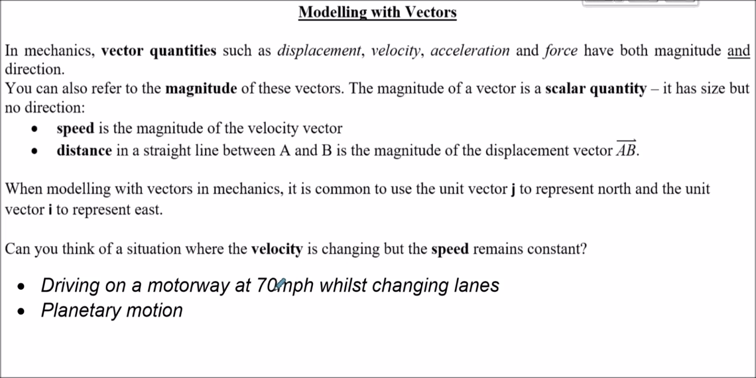So the speedometer, I think it's called the odometer, might maintain a constant reading of 70 despite the fact you're changing direction. Another one is planetary motion, for example the moon, or not the moon's a planet, it's a satellite, or the Earth. So the Earth is going at a more or less constant speed around the Sun, in the same way the moon goes around the Earth at a more or less constant speed. However, because its direction is always changing, its velocity is changing, despite the fact its speed is pretty much constant.